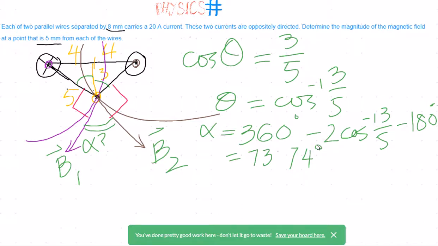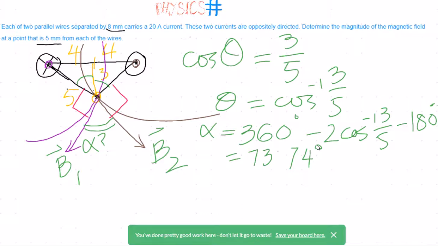All right, so we're in good shape now. We know the angle between the two vectors. We're almost done. The final thing we need to know is the actual magnitude of the two vectors, which, as I told you in the beginning of this video, comes from the formula for a current carrying conductor setting up a magnetic field at any point in space.